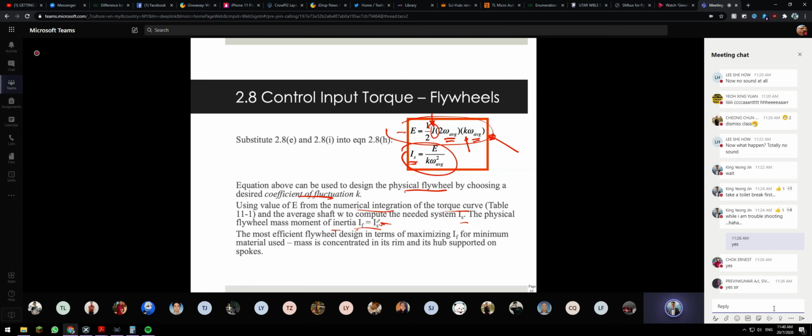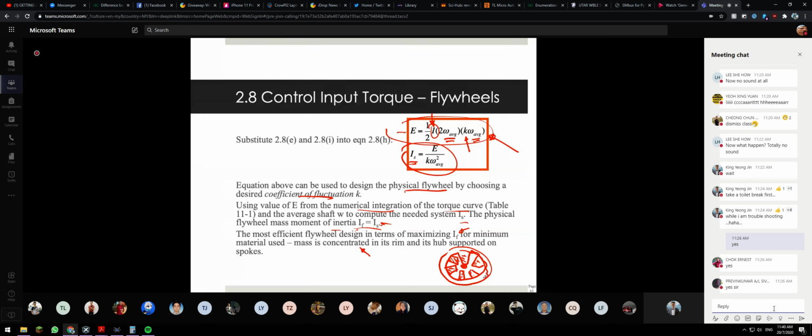The most efficient flywheel design in terms of maximizing the mass moment of inertia for minimum material use has its mass concentrated at its rim and its hub supported by spokes. That's why a lot of the time you will see flywheels with material only on the outside. Then you cut some holes here to reduce its overall weight, right? So you cut the holes.